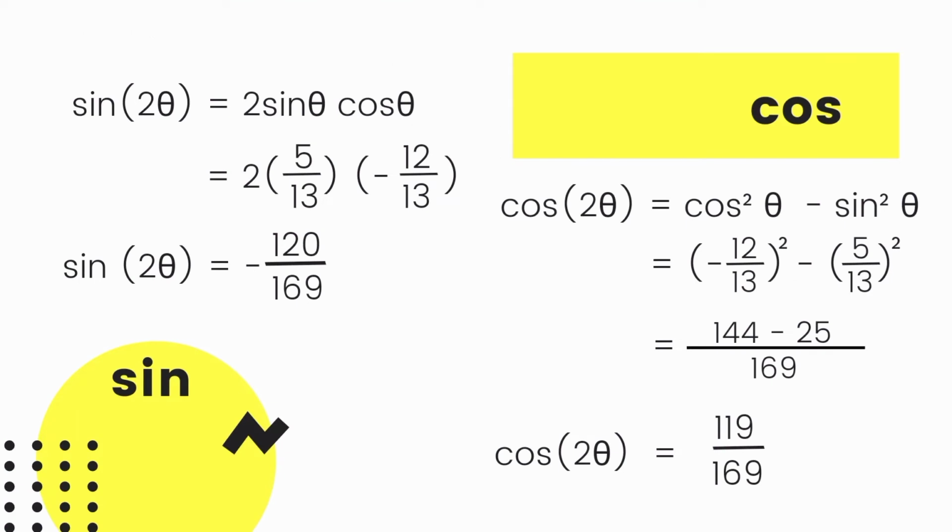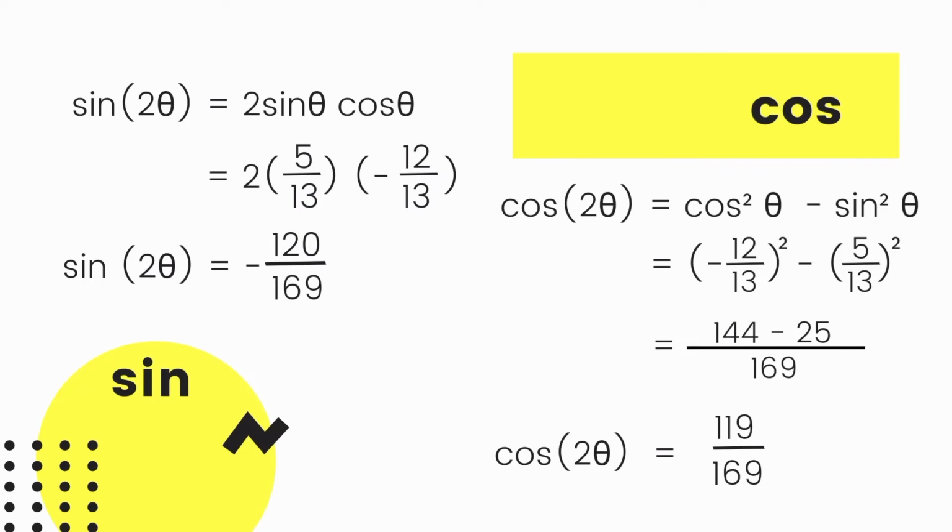To find sine 2 theta, we'll use the formula 2 sine theta cosine theta. So that's 2 times 5 over 13 times negative 12 over 13. If we simplify that, sine 2 theta is equal to negative 120 over 169.